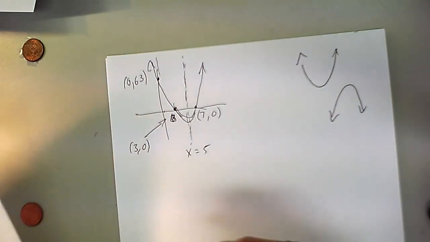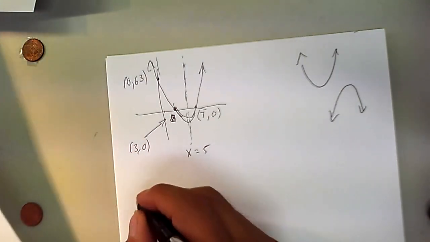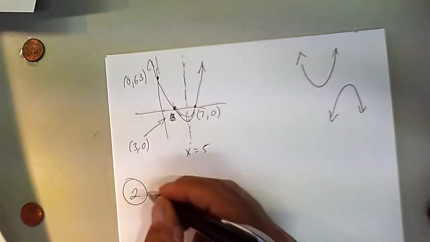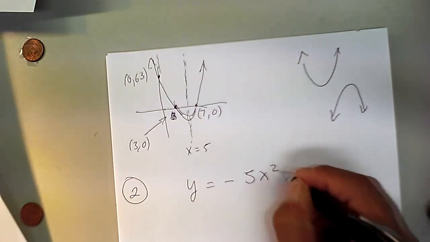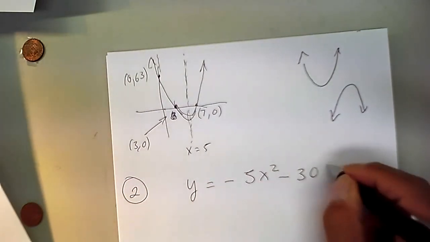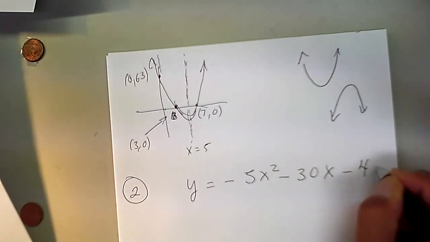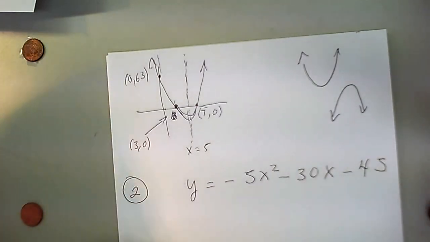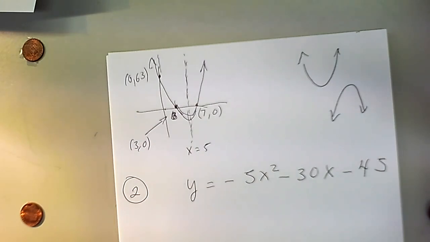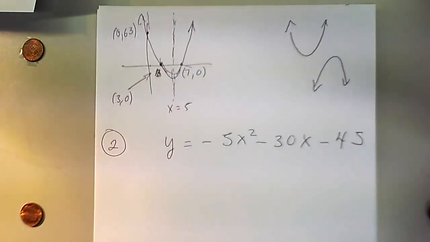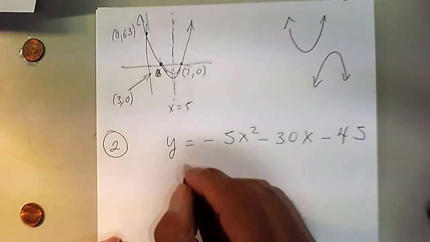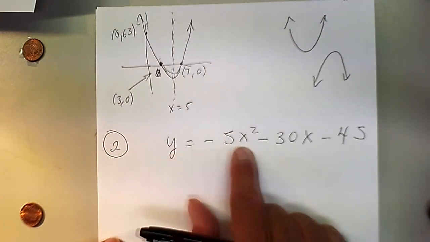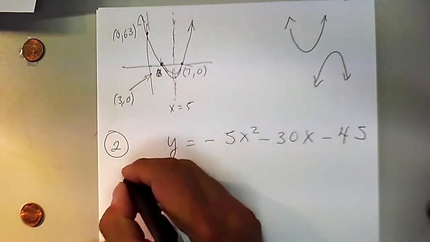Second example. Example 2. Say you have y equals negative 5x squared minus 30x minus 45. And we want to find, again, the y- and the x-intercept points. Well, the y is the easiest way to go. So that's how I start. Because to find the y-intercept, all you have to do is set x equal to 0.